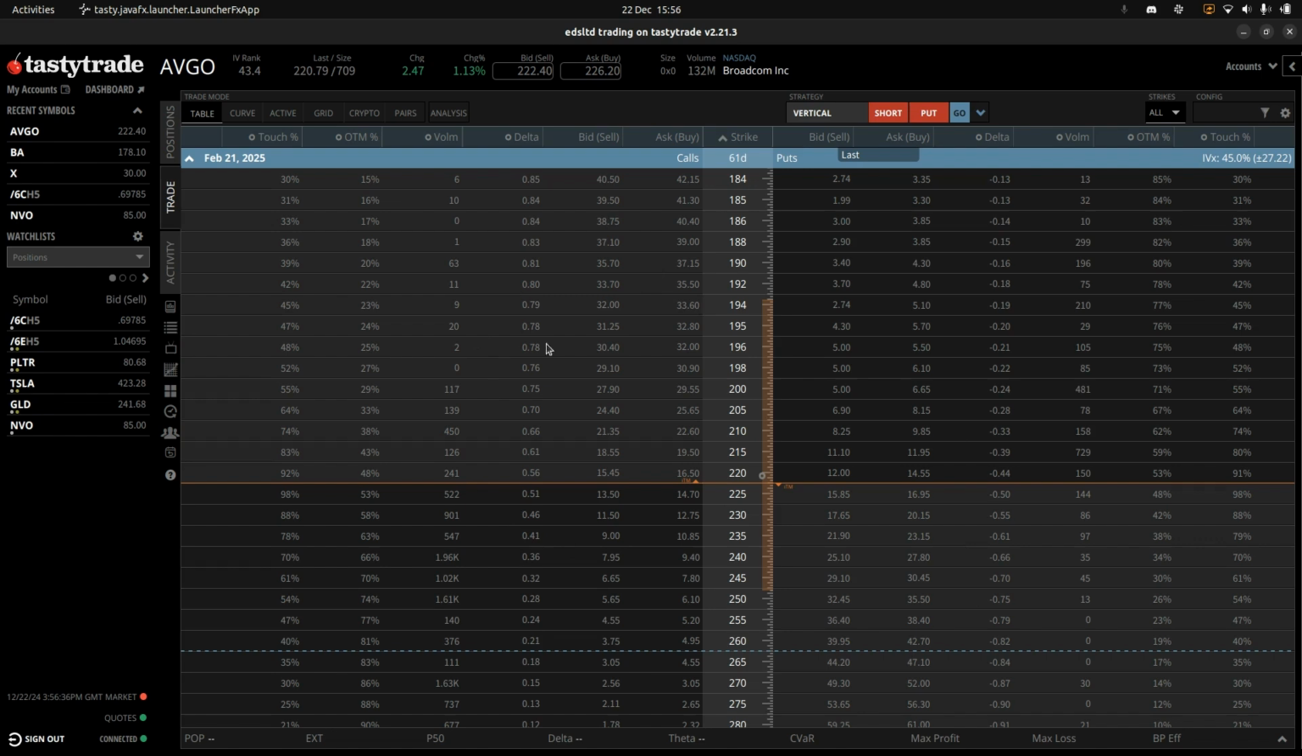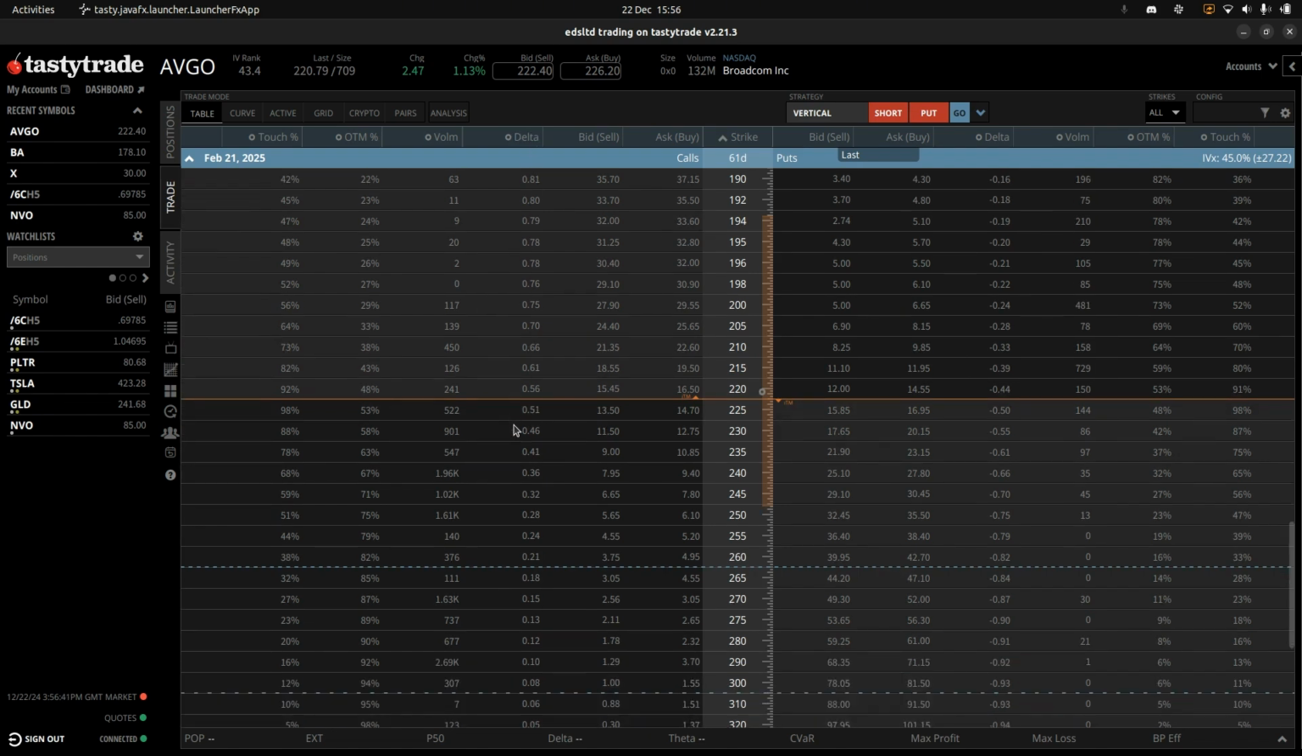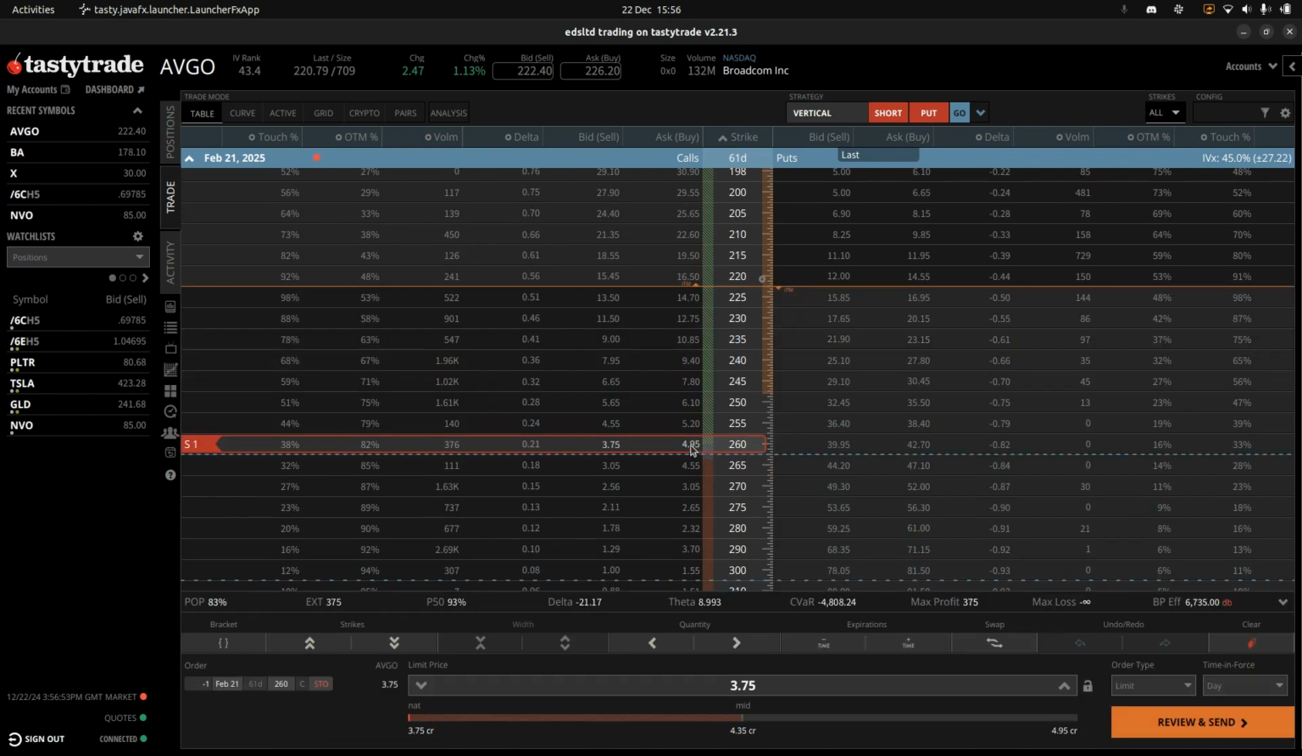And how do we know how far out? Well, we've got the delta column here to look at, and we want to be selling contracts anywhere between about 15 and 20 deltas. So on the call side here, we've got a delta of 21, which is currently at the 260 strike. Now, you'll notice that the spread here on the bid and ask are quite wide, but that's because the market is closed. As soon as market opens tomorrow, this will tighten up and everything will go back to normal. But just for the purpose of showing you how to do this, we're going to carry on.